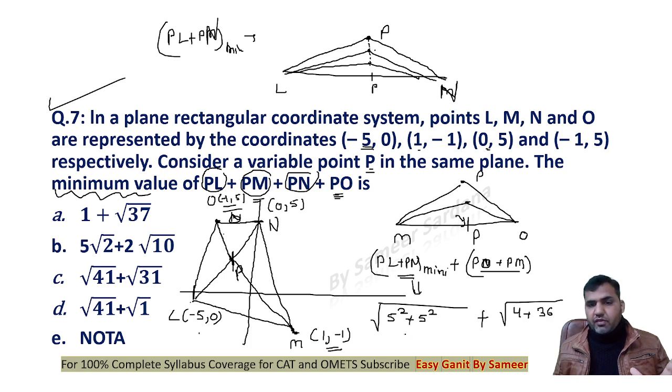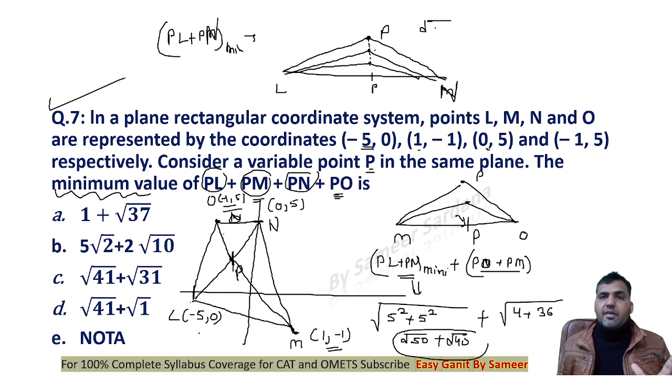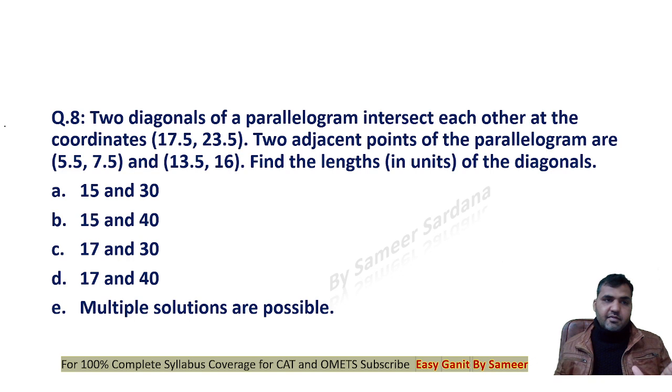So this is root 50 plus root 40. Now this is the answer, right? Root 50 plus root 40. You can further simplify it. This is 5 root 2 plus 2 root 10. So the minimum length is B option. B is the correct answer to the question.